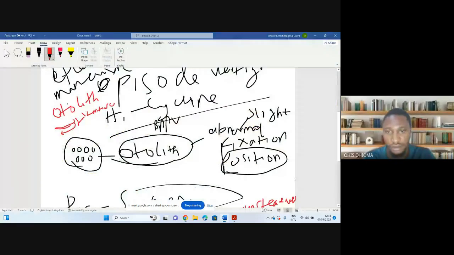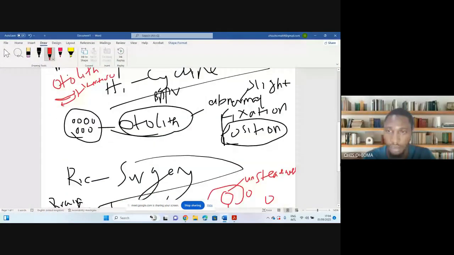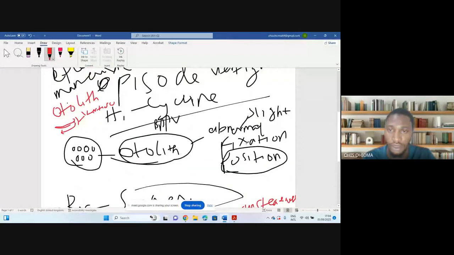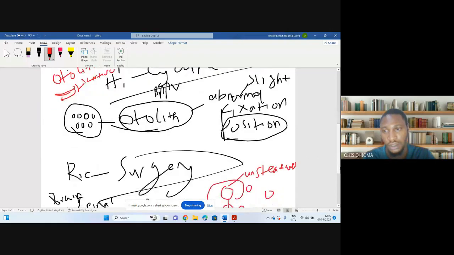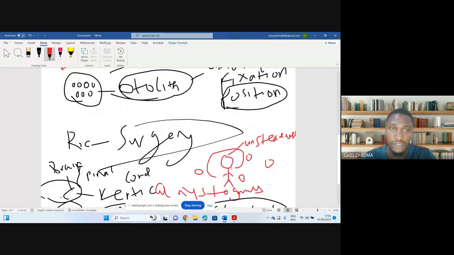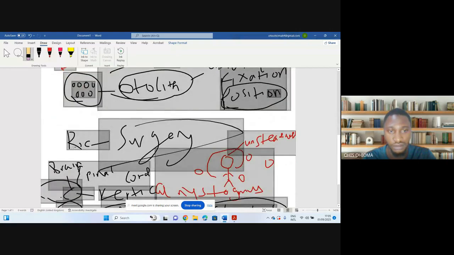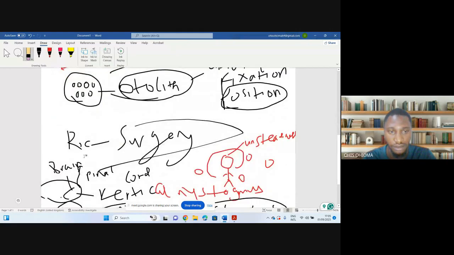So just so that you can understand what happens: abnormal fixation or abnormal movements or position of the otolith in the semicircular canal leads to BPPV. You diagnose it by using the Dix-Hallpike maneuver, and then you treat it by using the Epley maneuver. That's simple. That's all you need for Step 1. You don't need anything more than that. That is what's going to be tested on exam day. They're not going to ask you anything else about it.